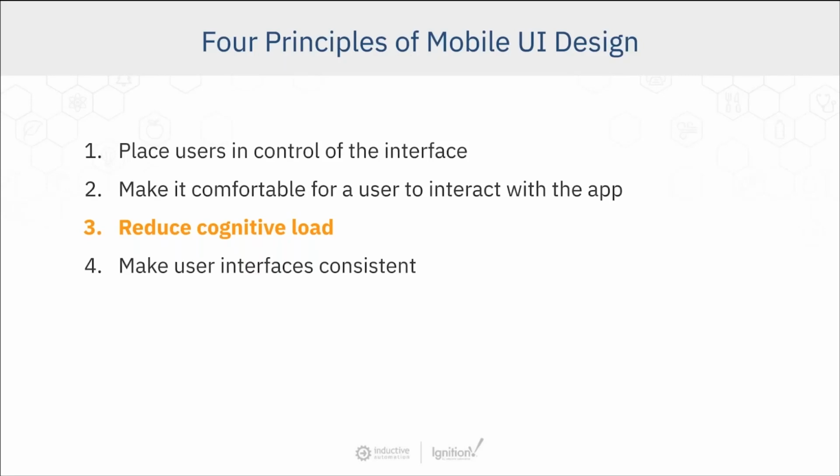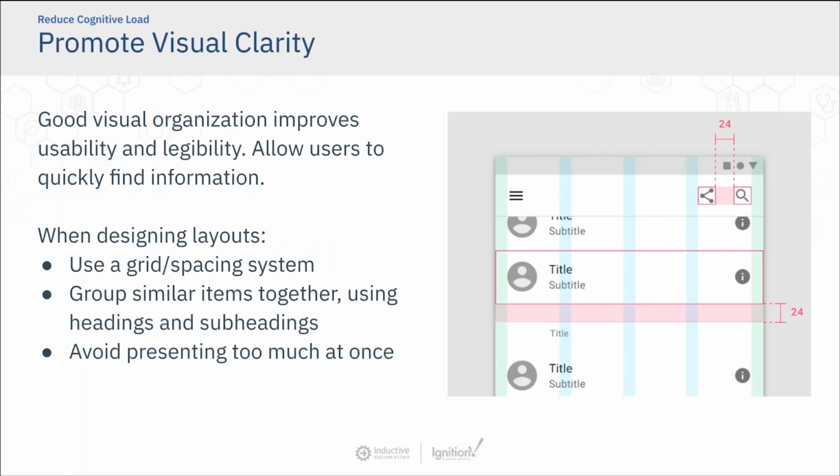Cognitive load is the amount of mental processing power that's required to use a product or application. It's all about removing barriers which can make it difficult for users to interact with your user interface. Now, good visual organization really improves usability and more specifically, legibility. So it allows users to quickly find the information that they're looking for. And because of that, they're able to use the interface much more efficiently.